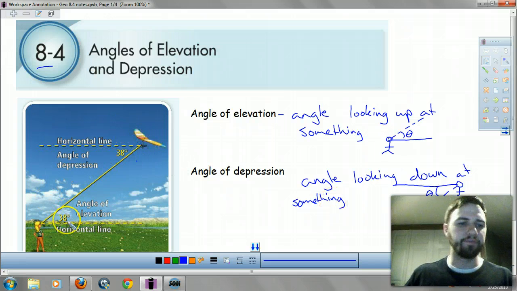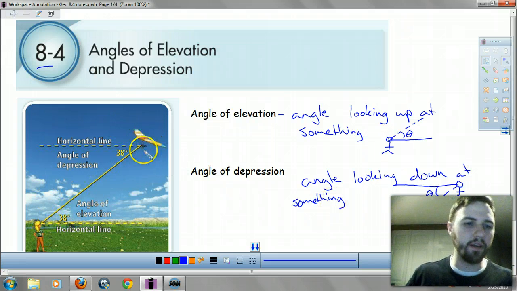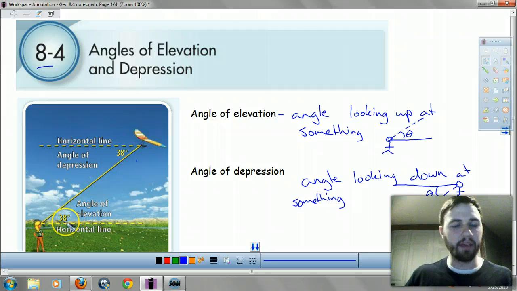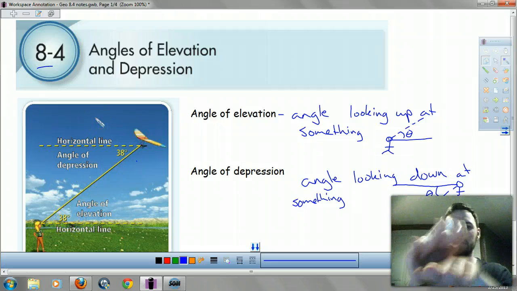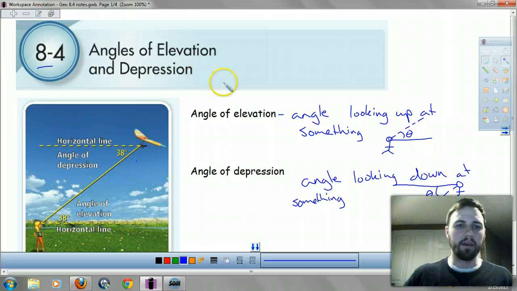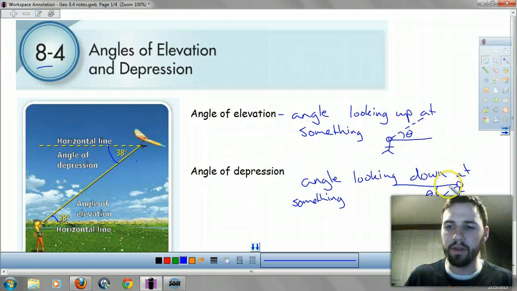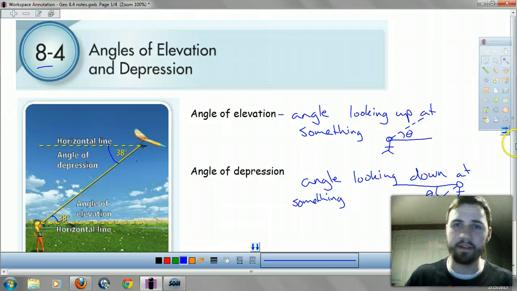And here's a good one. This girl's like, whoa, a hang glider. So that's my angle of elevation, horizontal line to looking up. And the guy in the hang glider's like, hey, what are you doing here? He knows that these are congruent too, by the way. A big mistake is people want to do this right here as the angle. That's not right.